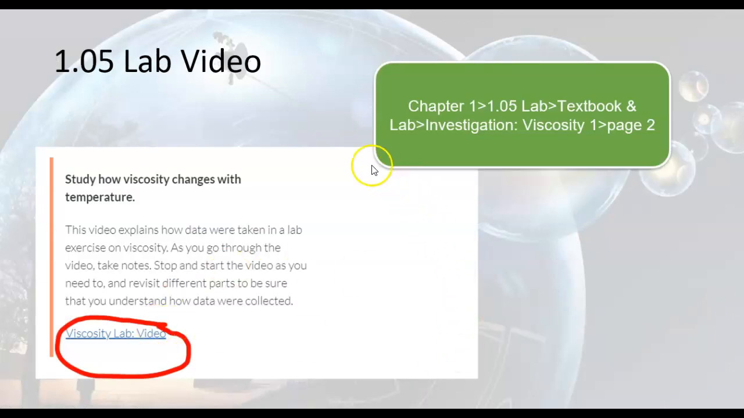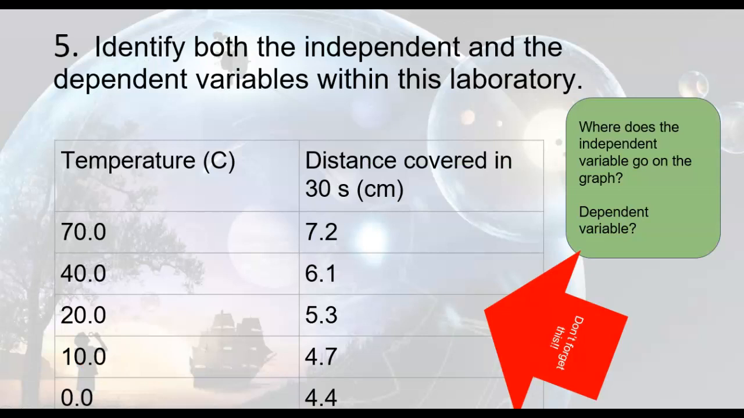You'll then need to go in and watch the video. It is in the 1.05 textbook. In the folder that says textbook and lab, you'll need to go to investigations where it says viscosity, and on page 2, you'll see this link. You'll click on it, you'll open it up. You'll watch the video. Then what you'll see here is that we're identifying both the independent variable and the dependent variable in this graph. So we're going to graph the data.